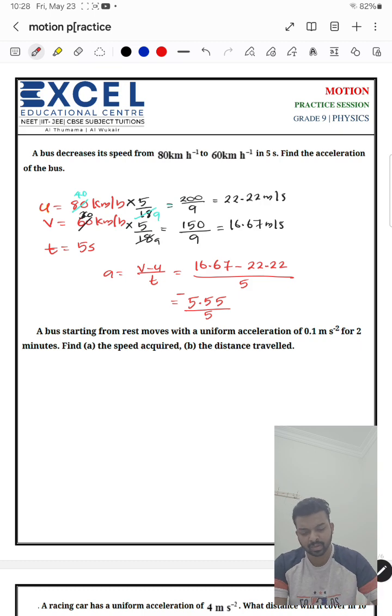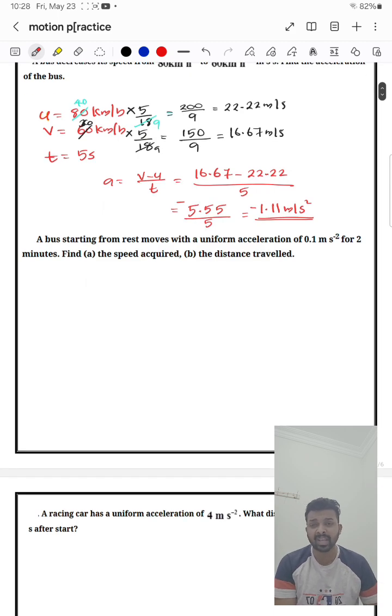So it is very easy now. What will be the answer? It will be minus 1.11, because this is 5.55, right? So it will be minus 1.11 meter per second square. You got it, right? So this is the kind of question. And one more thing, I may have discussed this in the classes: usually you can expect the kilometer per hour values as 36, 18, 54, 72 and 90. These are the values which generally come, so that it will be easy for you to do this, because they can be easily cancelled.